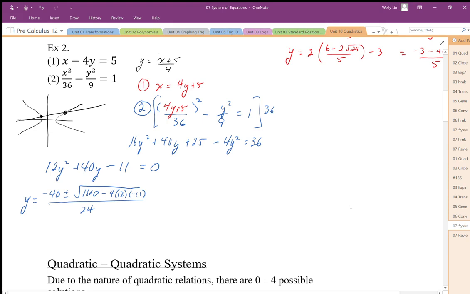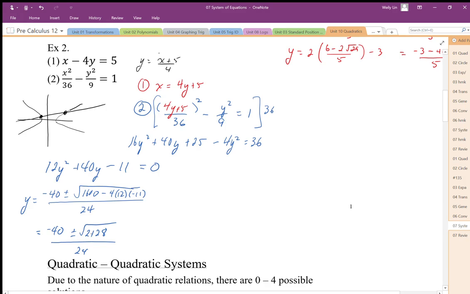So this becomes 1,600 minus negative, so it's going to be plus 4 times 12 times 11. So I get 2128. So y is equal to, 2128 all over 24. So divide that by 16, I'm going to get 133.